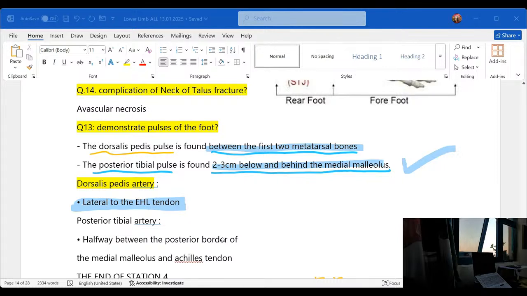Dorsalis pedis pulse, between the first and second metatarsal bones. Posterior tibial pulse, 2 to 3 centimeters behind the medial malleolus.